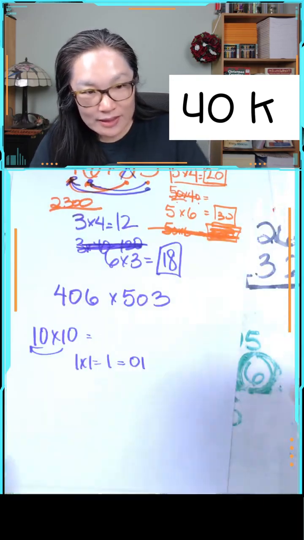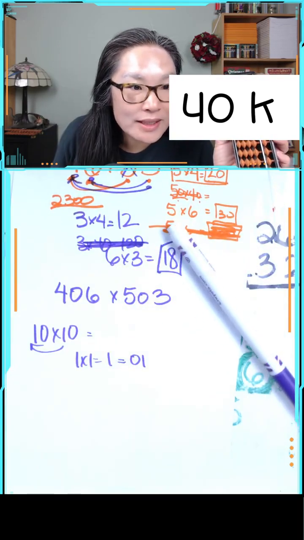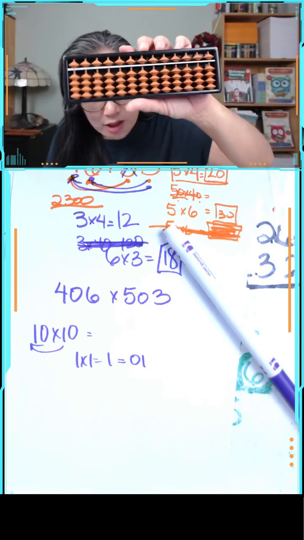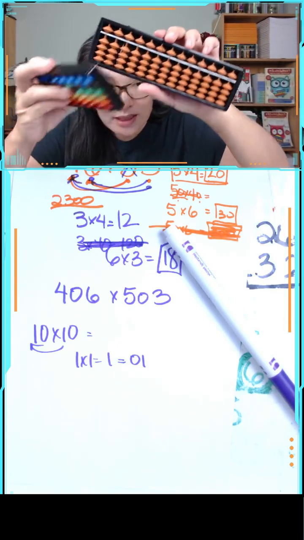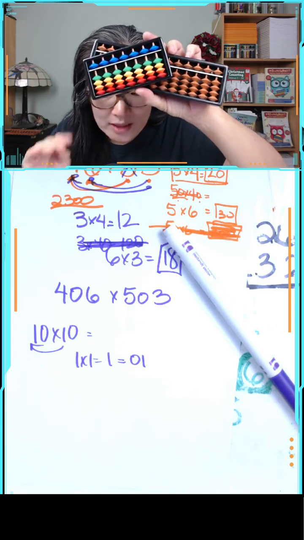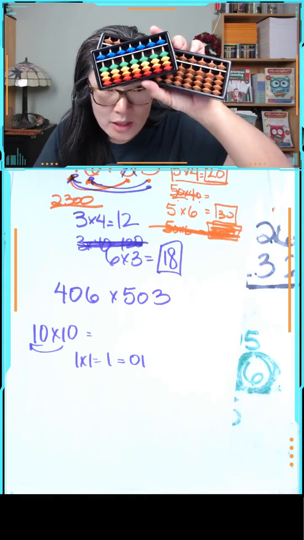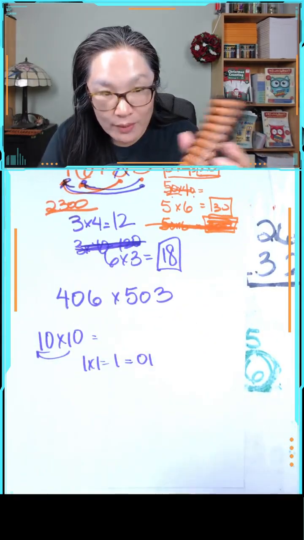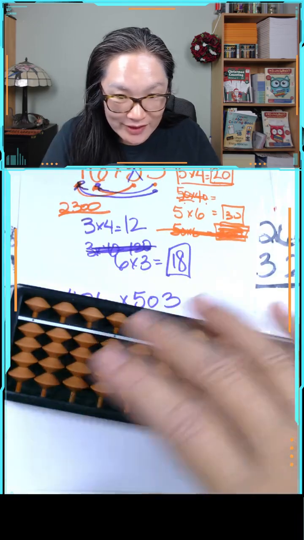This is a bigger abacus. This is a 13-column abacus. It is a little bit bigger than the 7-column abacus. The 7-column abacus is great for a lot of things, but it also depends on what we're doing. Because we're doing a 6-digit number, we have to use a bigger abacus. So that's what this is.